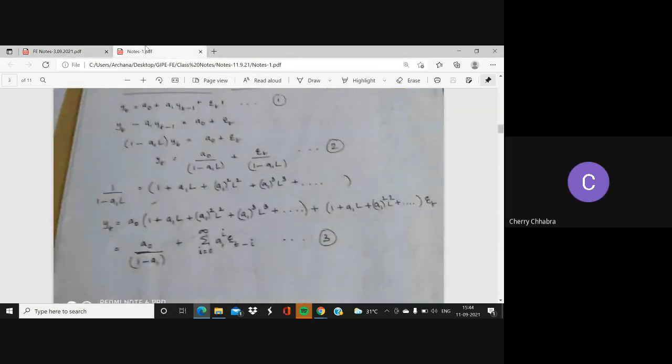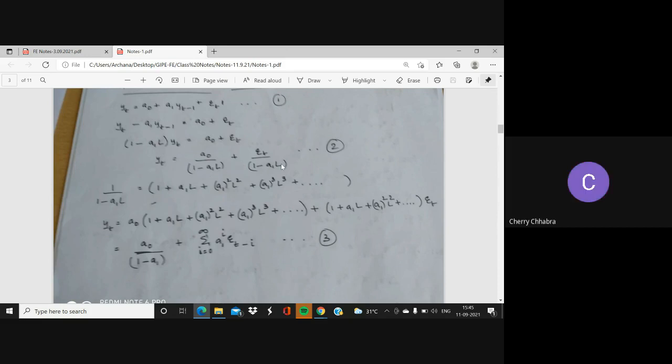Ma'am, then why are we putting the lag thing over here? In equation 2, why has L been put? Equation 2 has a0 upon 1 minus a1 L. See, because you're doing the derivation, how did you get this a1 L? It was multiplied by this. So when you divide both sides by 1 minus a1 L, this is the result that you end up with.